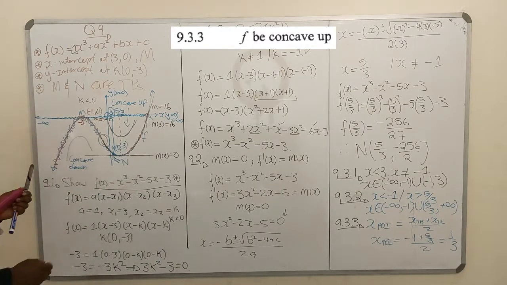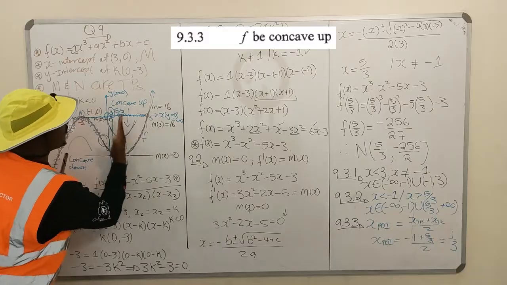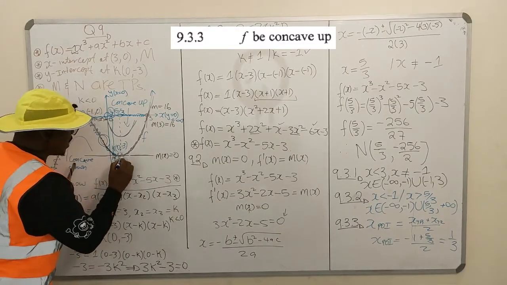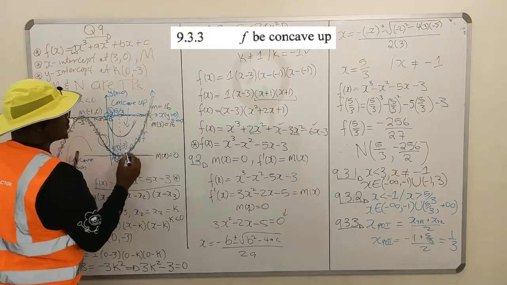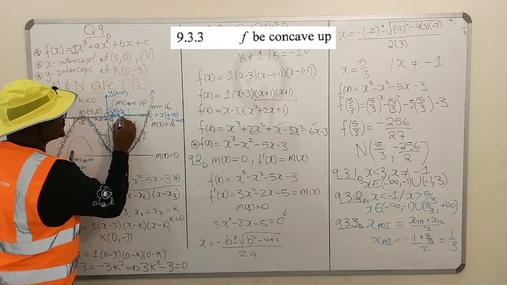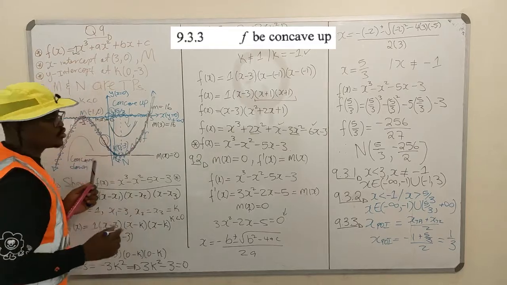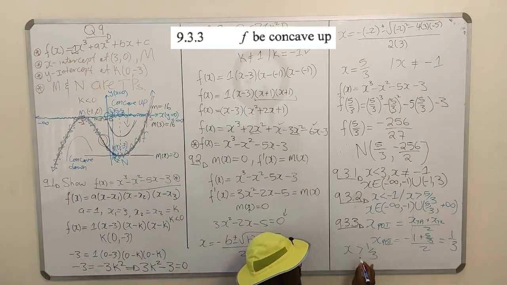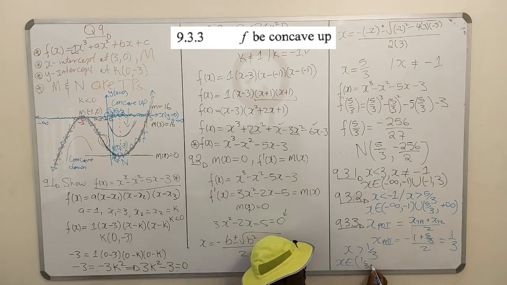So, it's concave up after this point for all x values that are greater than 1 over 3. Because you can see it's concave up here, where the corresponding x values are all the values after 1 over 3 going to the side. So it's concave up for x greater than 1 over 3. Or one will say x is an element of 1 over 3 to positive infinity.